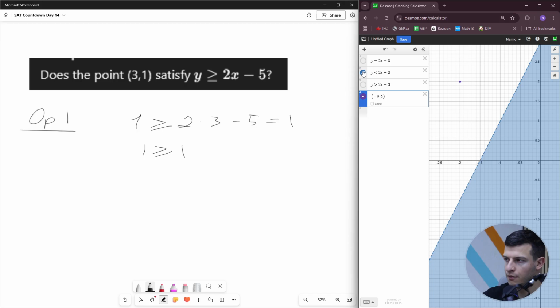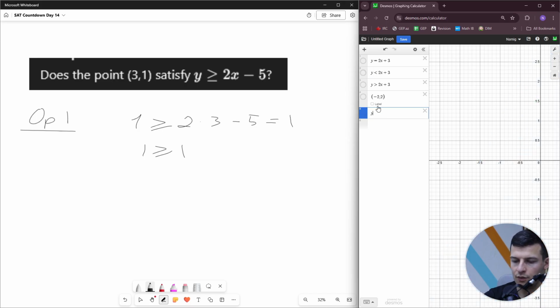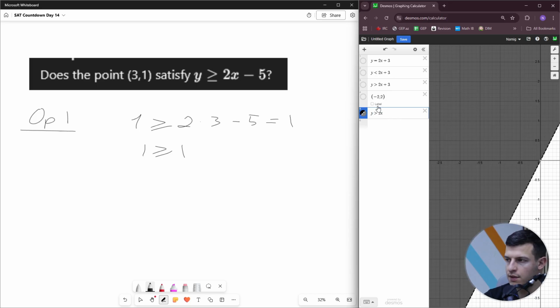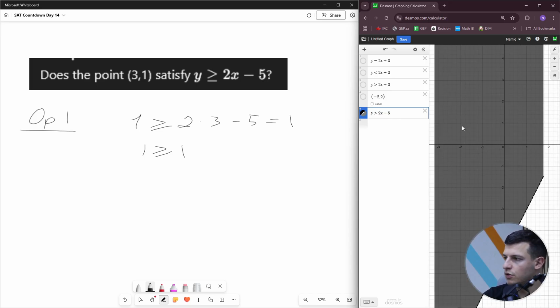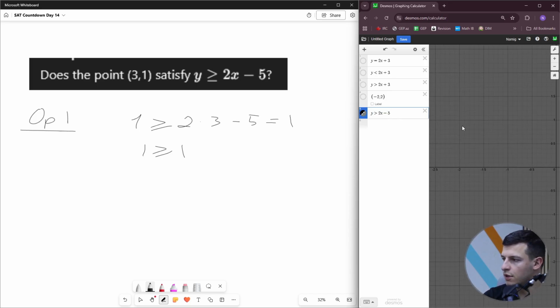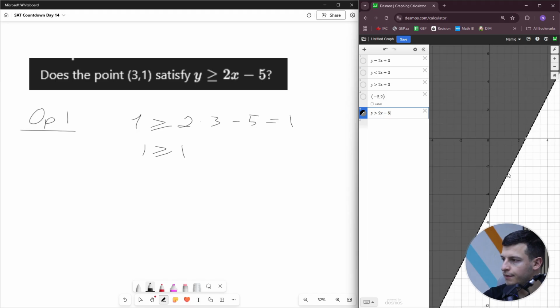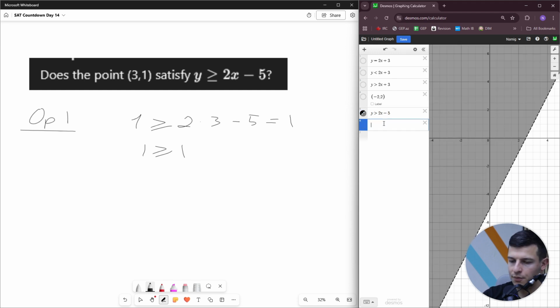Or what I can do, let me clear these points. I can say y is greater than or equal to 2x minus 5. That should give me the region, right? You see, actually now you can see the dashed line. Yes, it's more obvious now because of the color. And let's pick that point, 3 and 1. Where is 3 and 1? Yes, 3 and 1 is right here. It's on the line, so it does satisfy the inequality.